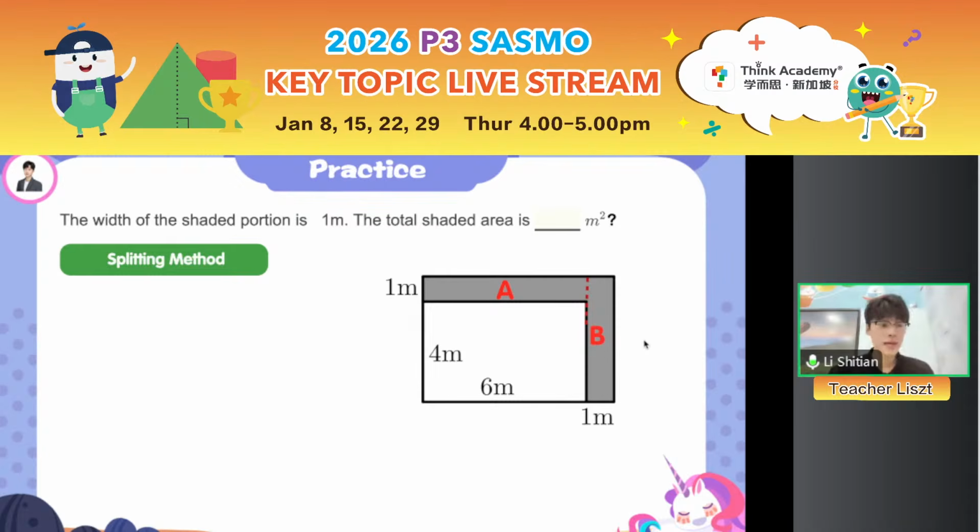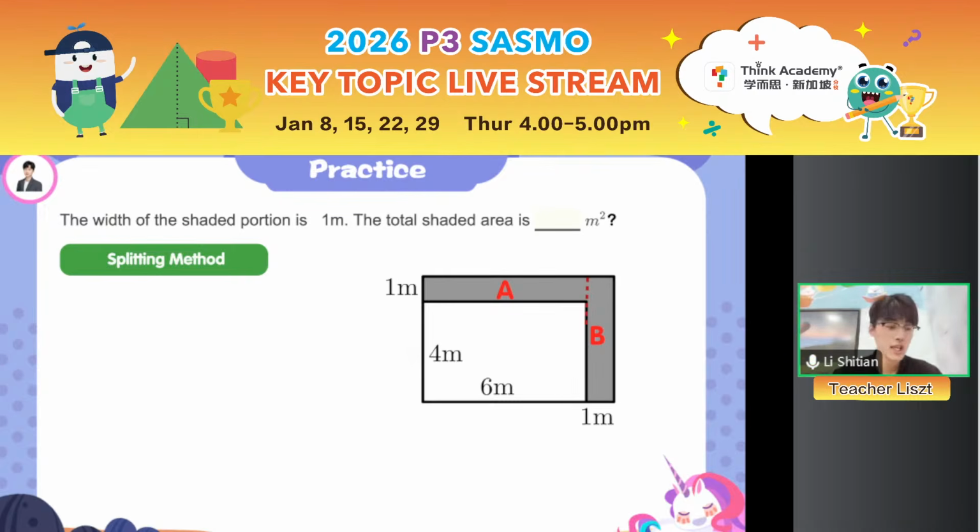And for the rectangle B, can you guys find out the area of it? Of course, right? So if I find out the area of A, and we also can find out the area of B, then plus them together, then we know the total shaded area, right?